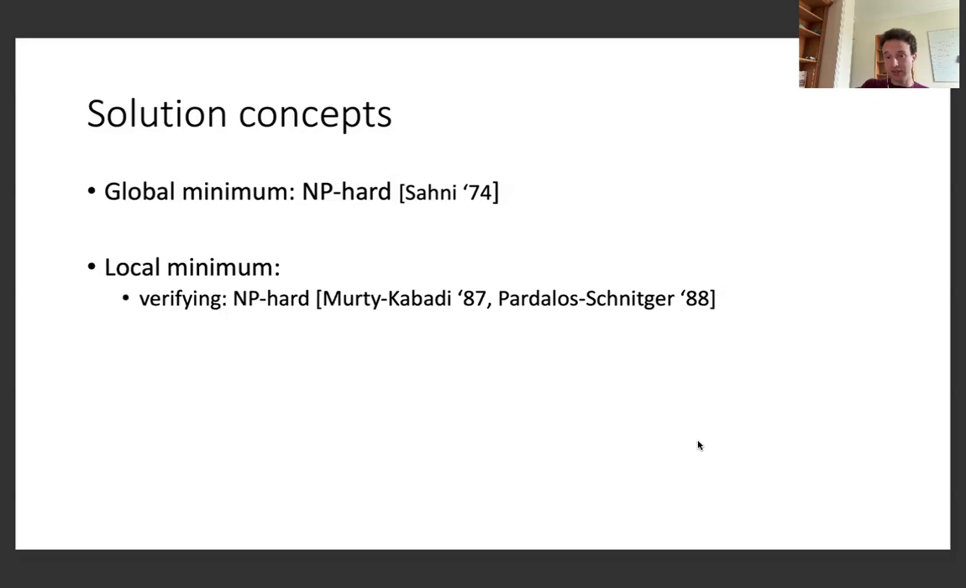So unfortunately, it's known that even just verifying whether a point is a local minimum is actually, perhaps a bit surprisingly, NP-hard for these quadratic programs. And more generally, finding such points turns out, and this was only proved quite recently, to also be NP-hard, so just as hard as finding a global minimum of the function.